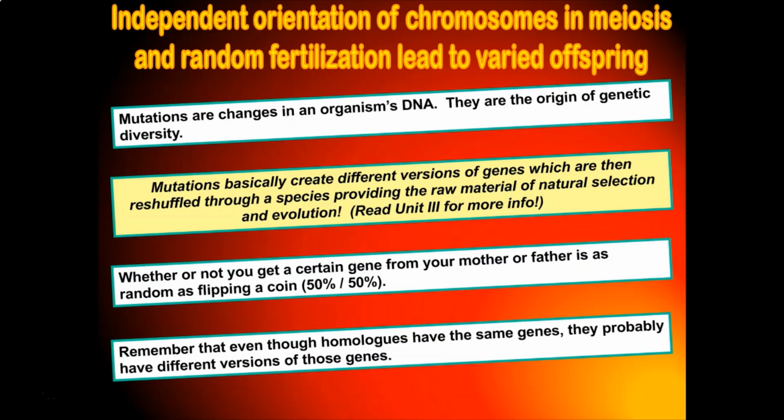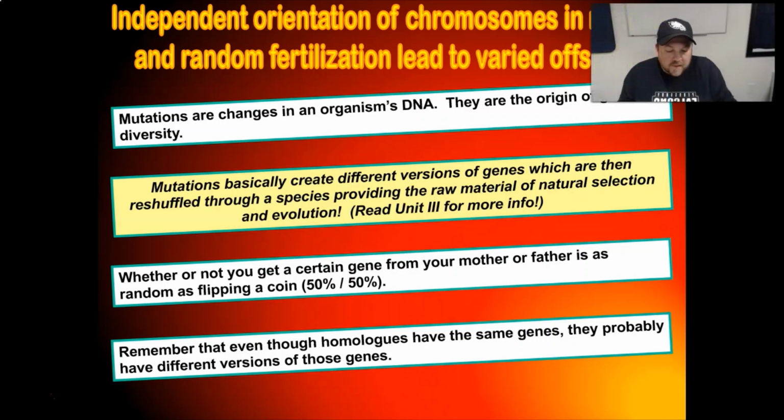Okay, so what we're going to do now is go right back into it here, and talk about how independent orientation of chromosomes in meiosis and random fertilization lead to varied offspring. Okay, now you are hopefully somewhat aware that we talked about last time, mutations are the key. They're the backbone of genetic change in basically any species, right? This is what makes evolution make sense. Okay, and evolution is the backbone of biology, and it's driven by these random mutations that can happen.